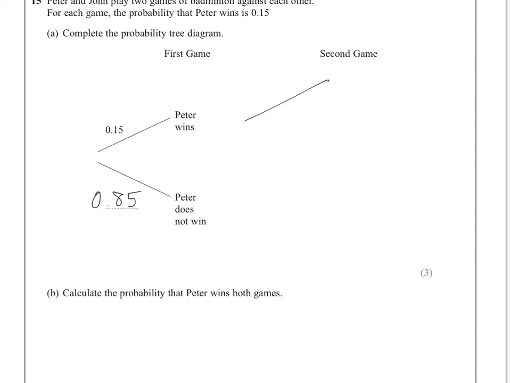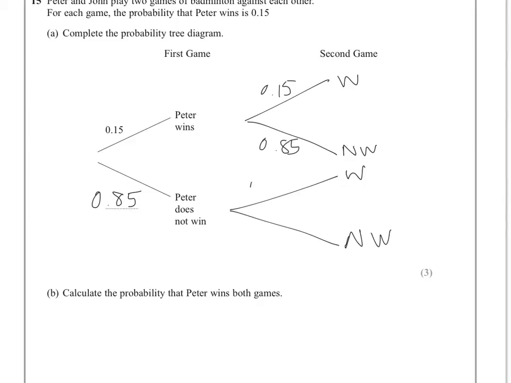The second game, again, Peter can either win or not win. Win, not win. Again, the probabilities are still the same: 0.15, 0.85, 0.15, 0.85.